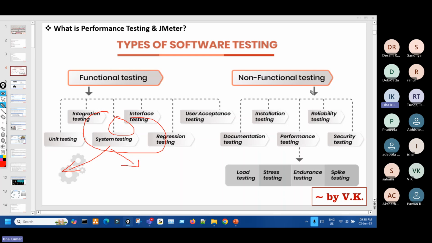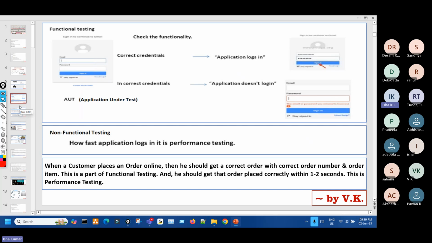And here you see performance. The major types are performance and security. Again, there are different types of performance, and security is a totally different domain. So we will also talk about this. Right, so this is done.